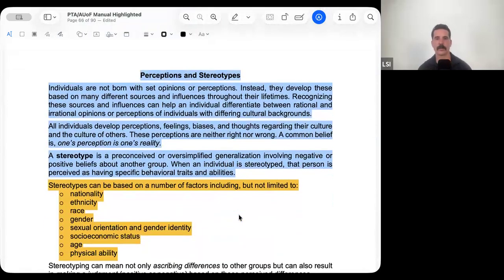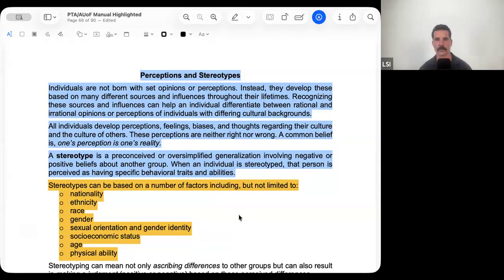Perceptions and stereotypes. Individuals are not born with set opinions or perceptions. Instead, they develop these based on many different sources and influences throughout their lifetimes. Recognizing these sources and influences can help an individual differentiate between rational and irrational opinions or perceptions of individuals with differing cultural backgrounds. All individuals develop perceptions, feelings, biases, and thoughts regarding their culture and the culture of others. These perceptions are neither right nor wrong, a common belief. One's perception is one's reality.